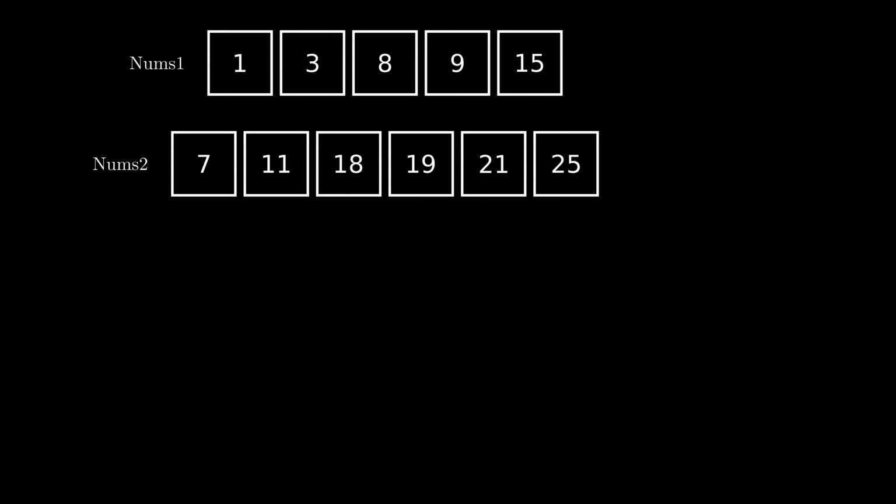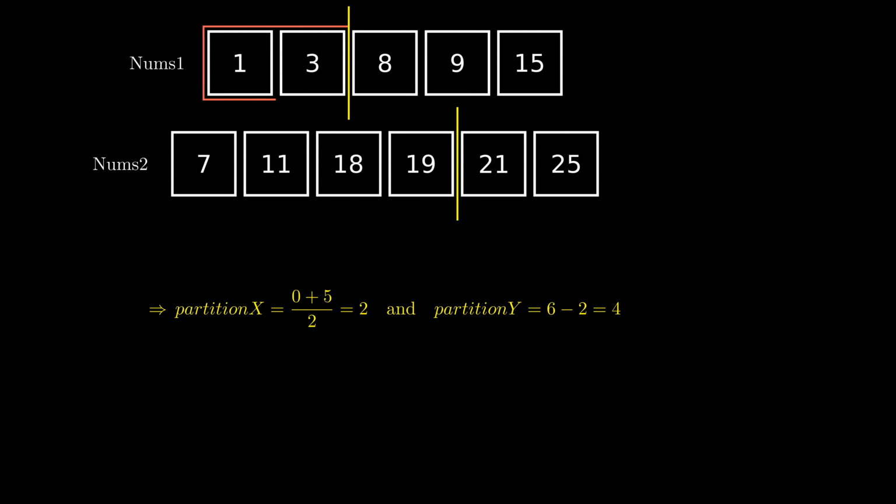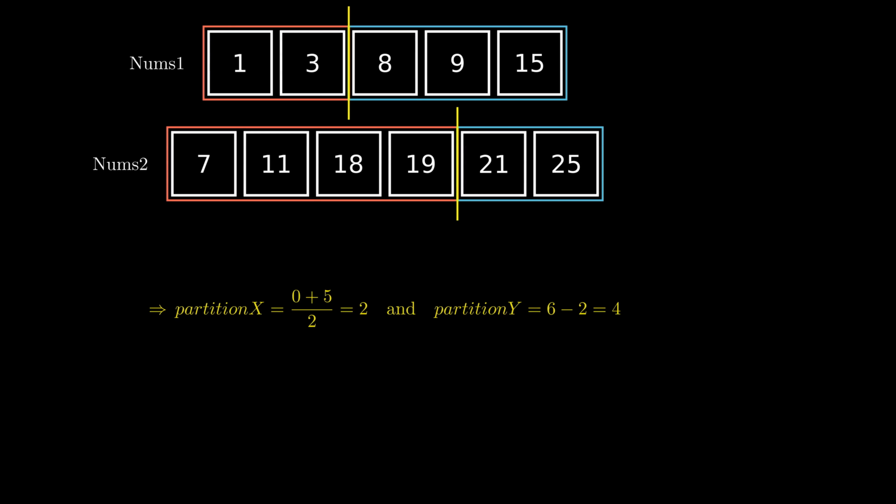Next, we'll set conditions to adjust the partition line. I'll use an example to make it easier to understand. Suppose Px equals 2, Py equals 4. For nums1, left equals 3, right equals 8. For nums2, left equals 19, right equals 21.